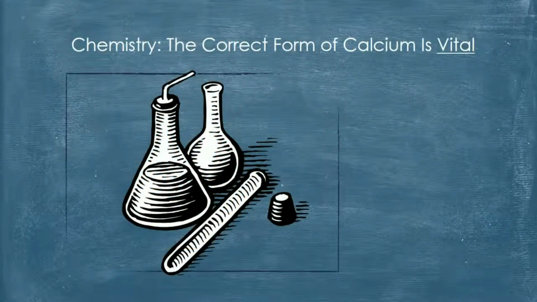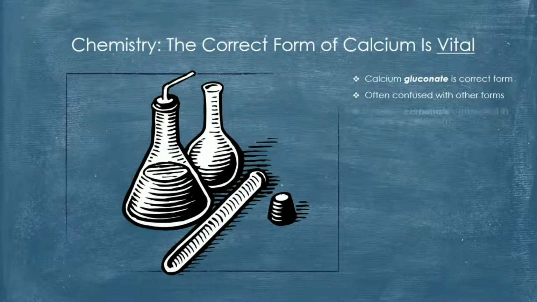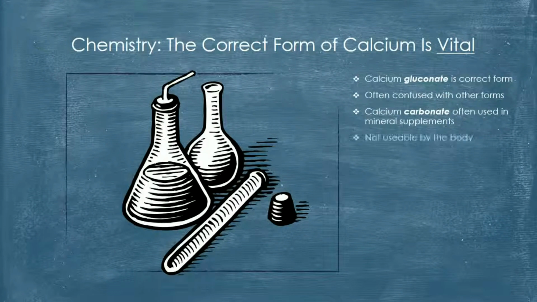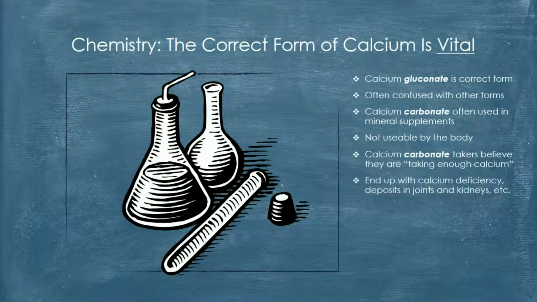When we speak of reactions, we're talking about chemistry, and there certainly is a lot of chemistry to calcium. In fact, the correct form of calcium is vital. Calcium gluconate, the actual form needed, can often be confused with other forms of calcium. Most often, calcium carbonate is used in supplemental minerals, a form which is not usable by the body. Therefore, persons taking calcium carbonate who believe they are taking enough calcium can actually end up in deficiency or worse with calcium deposits in joints, kidneys, etc.